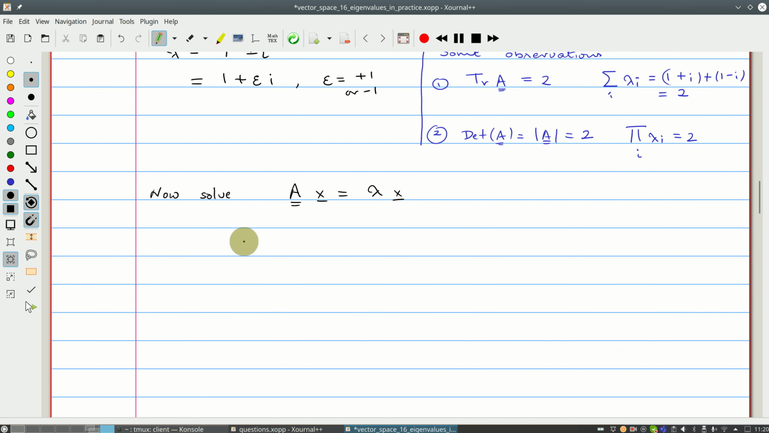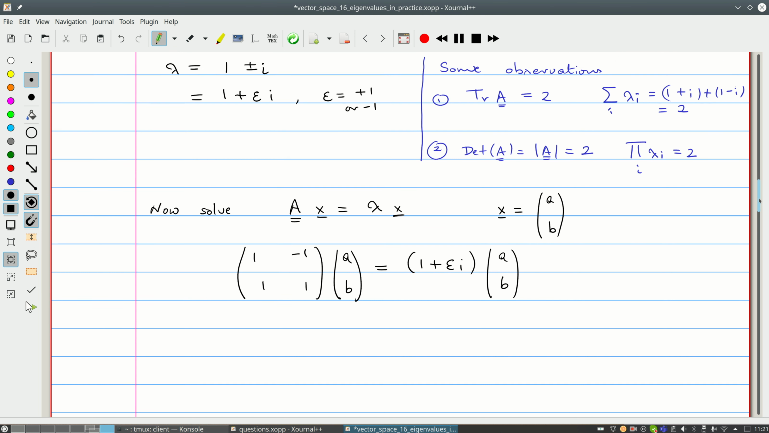Okay, so what we have then is A is [1, -1; 1, 1] times X. Well, what is X? We don't know what X is, but I can always call it some vector (a, b). We've got to find the a's and b's, so we'll call that (a, b) there. And the lambda is here. It's 1 plus epsilon i. And then we have (a, b).